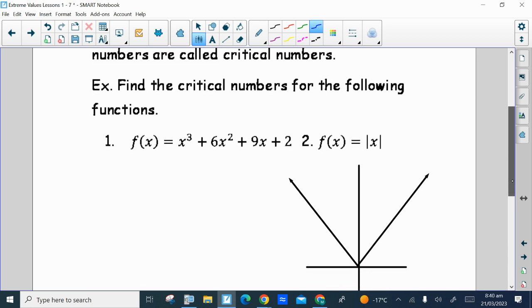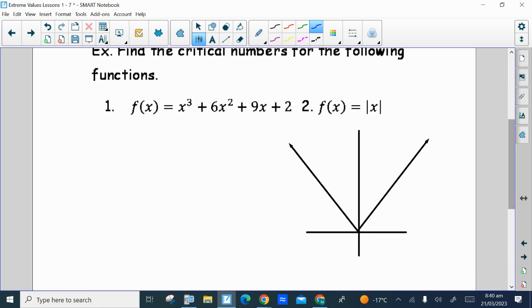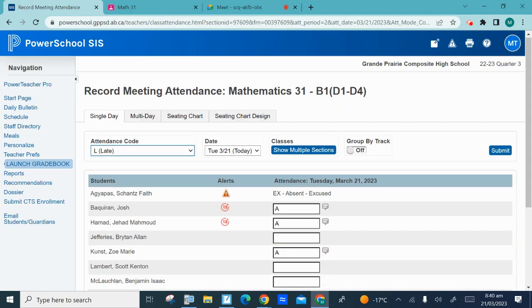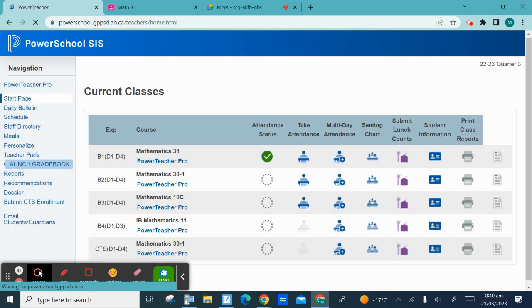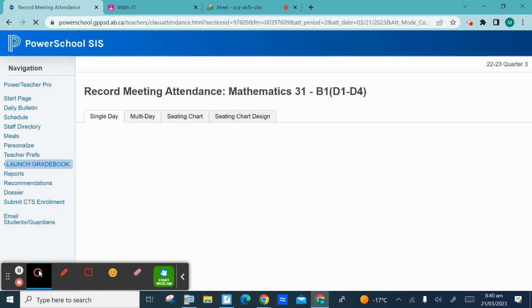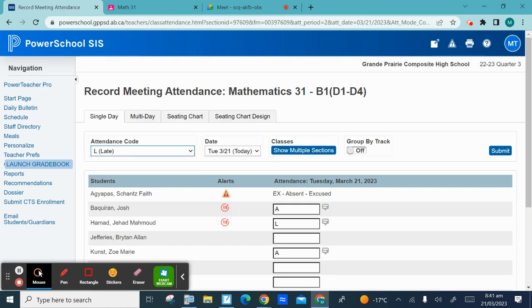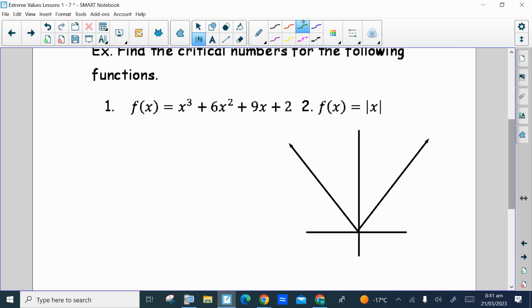So we want to find the critical numbers for the following. The first one, we are given an equation. That is a third degree polynomial. So we can differentiate it. So the first derivative is 3x squared plus 12x plus 9.